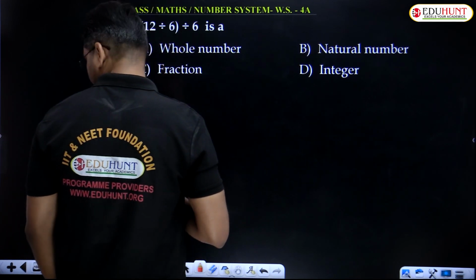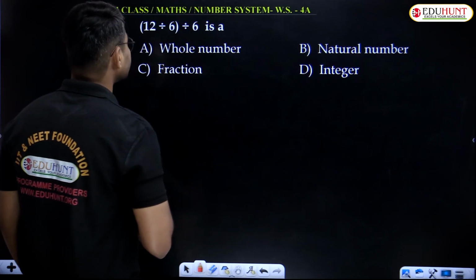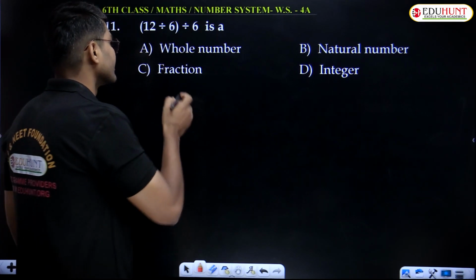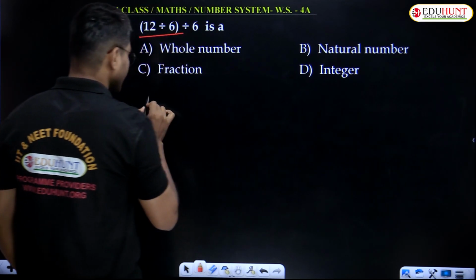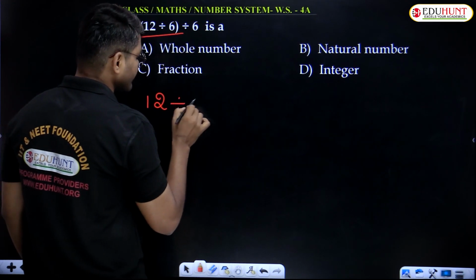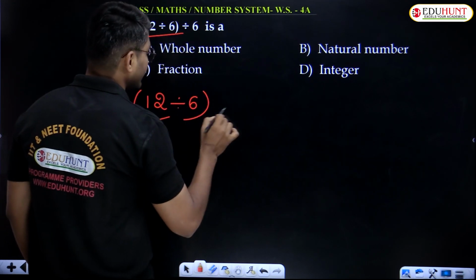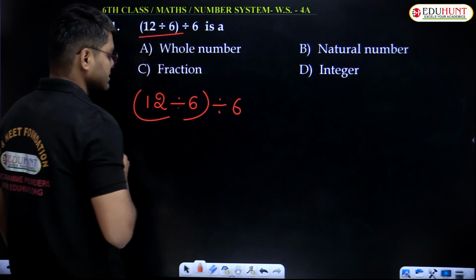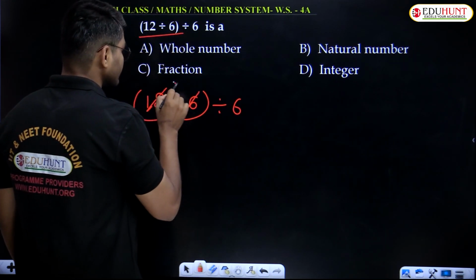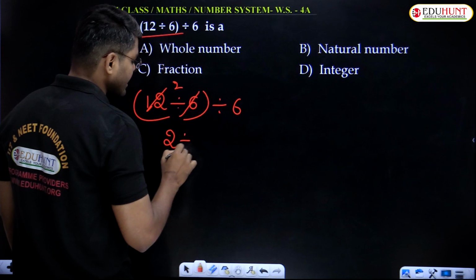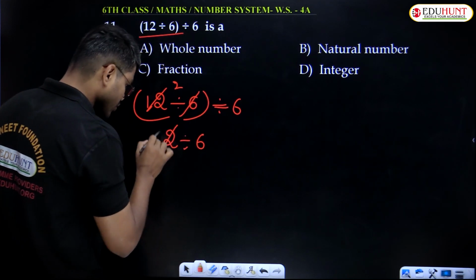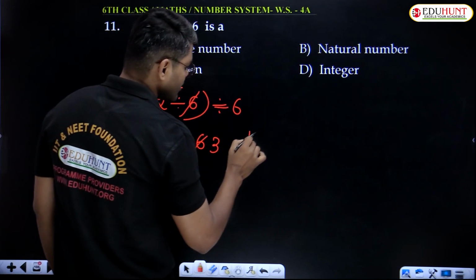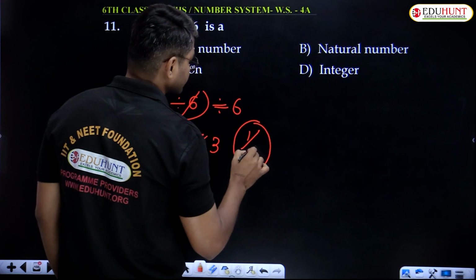12 divided by 6 divided by 6 is A. What is 12 divided by 6? Right here, 12 divided by 6 divided by 6. We have to use BODMAS. 6 ones are 6, 6 twos are 12. That is 2 divided by 6. 2 ones are 2, 2 threes are 6. That is 1 by 3 is the answer.